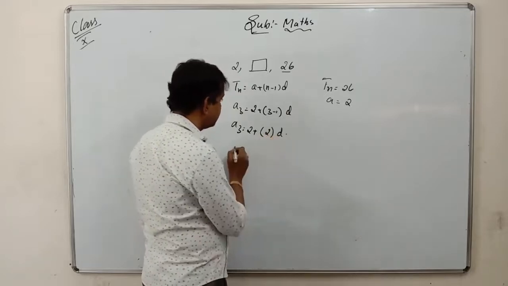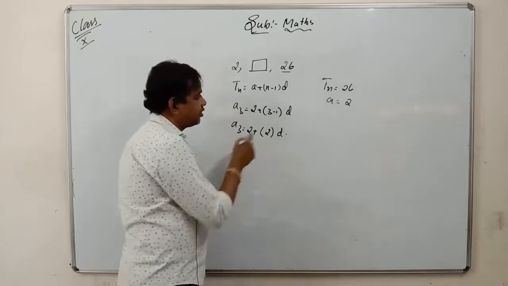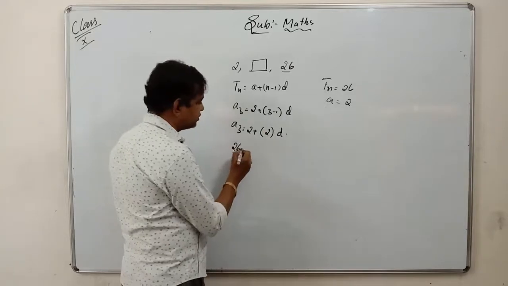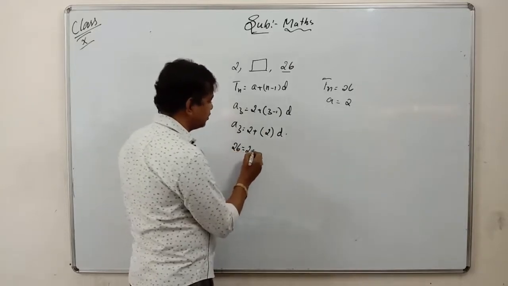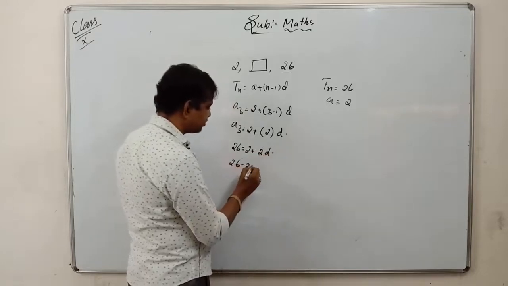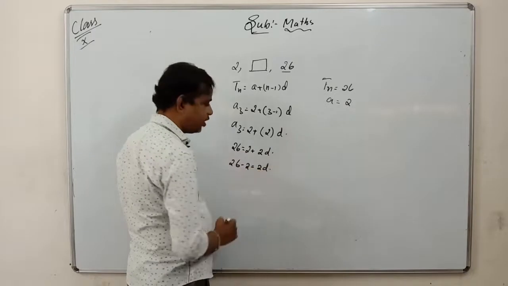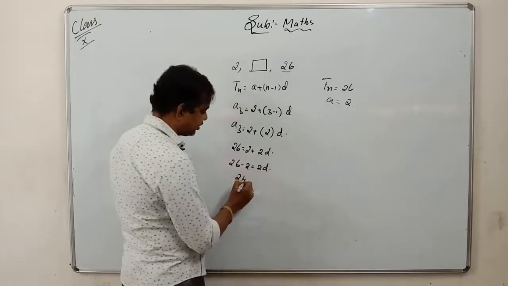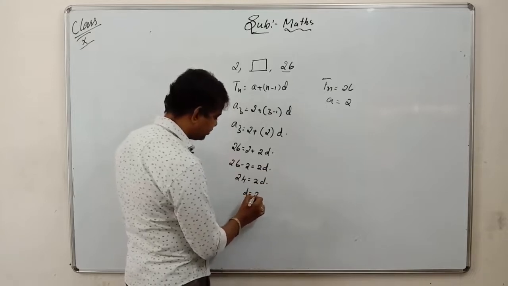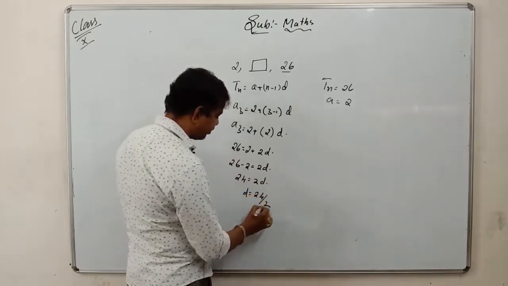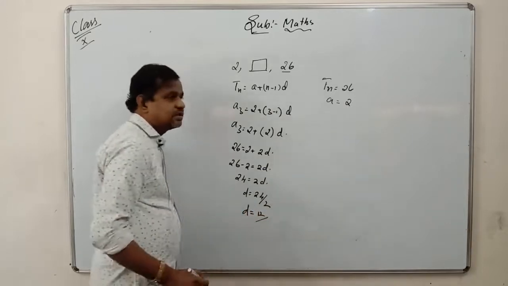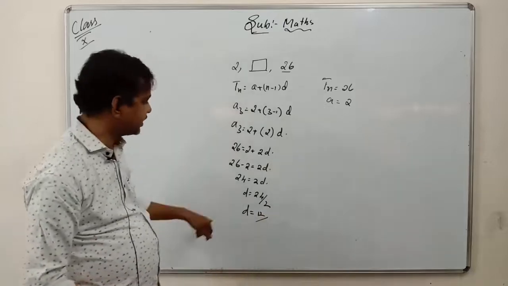But what is the A3? You have Tn, that is 26 here. So 26 equals 2 plus 2d. 26 minus 2 equals 2d. That is 24 equals 2d, or d equals 24 by 2, or d equals 12. So this is how you have to find the value of d when the second term is given there.